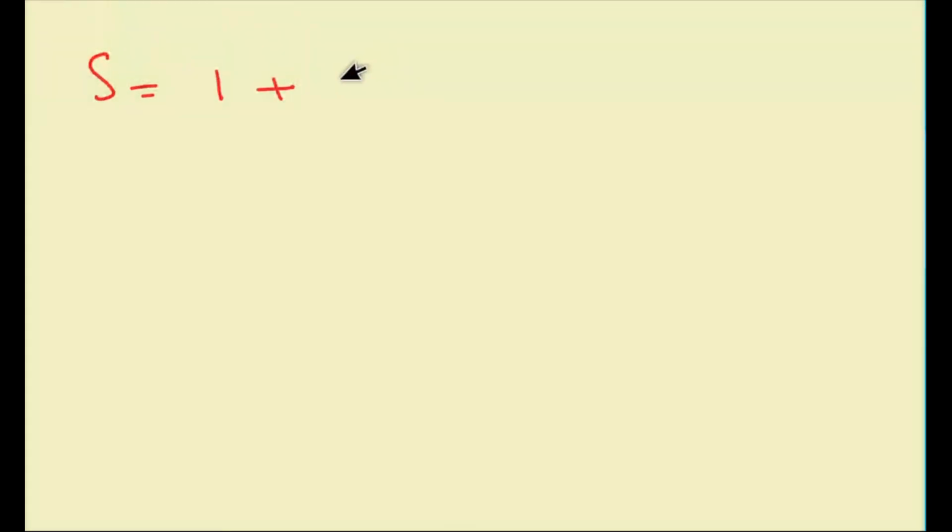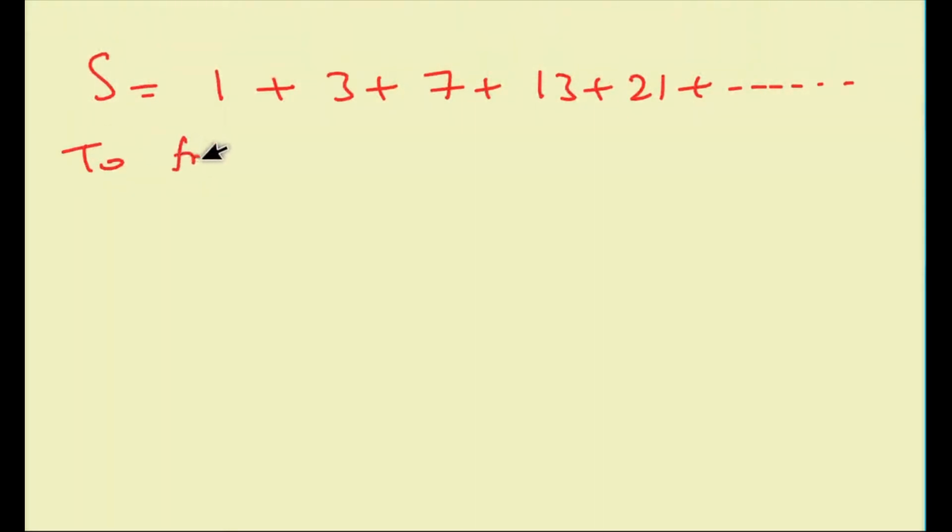Now student, if S is given this way, for example we can take here 1 plus 3 plus 7 plus 13 plus 21 plus dash dash dash. Now to find the Tn term and Sn, the sum of n terms.